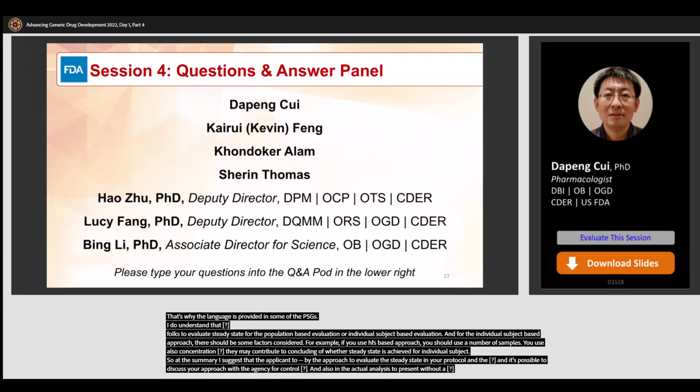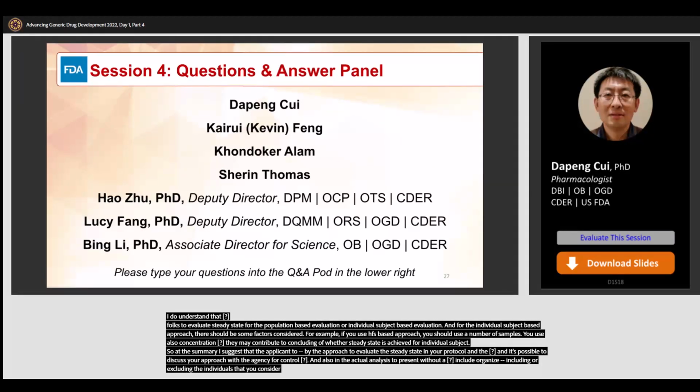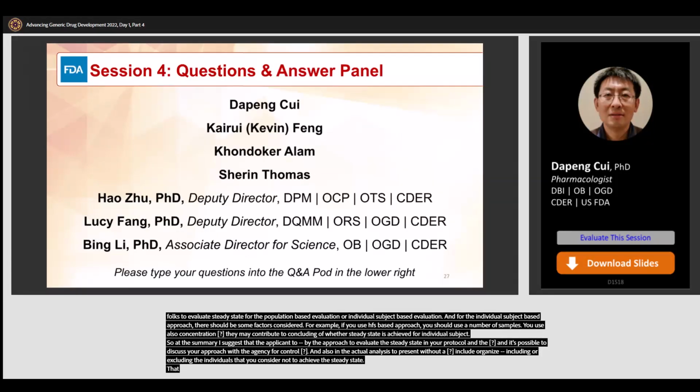achieve a steady state. So the above is my personal recommendation. I would also recommend my colleagues from other disciplines to chime in. Thanks.